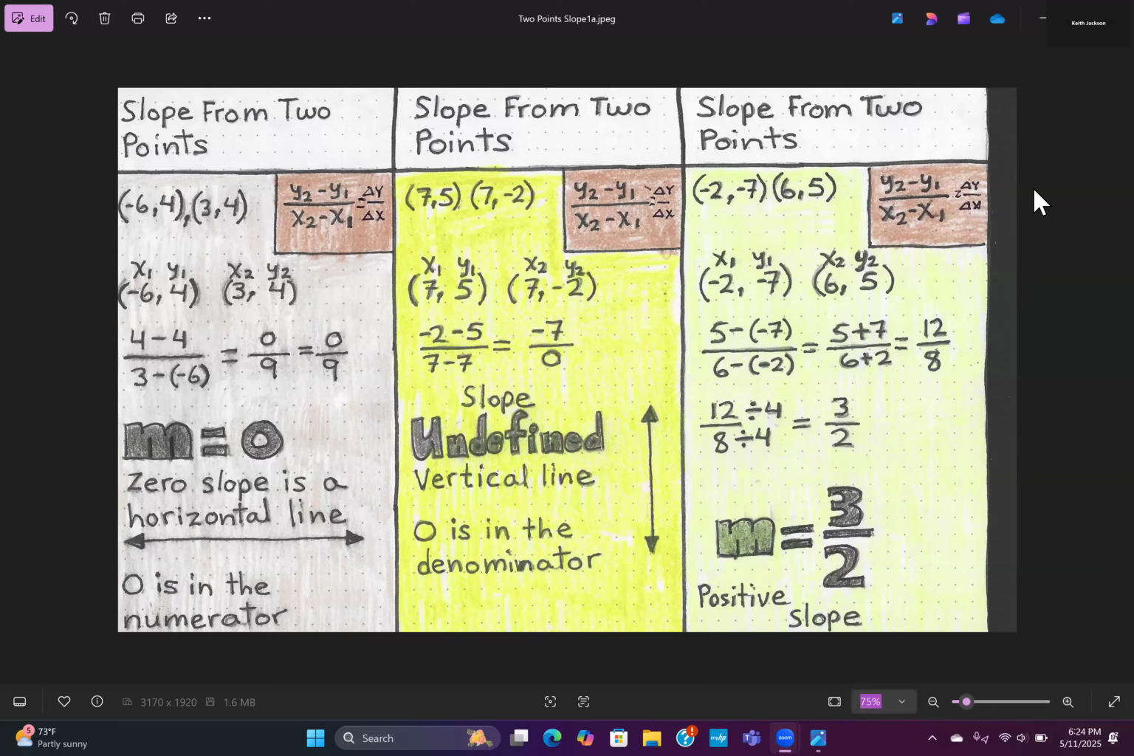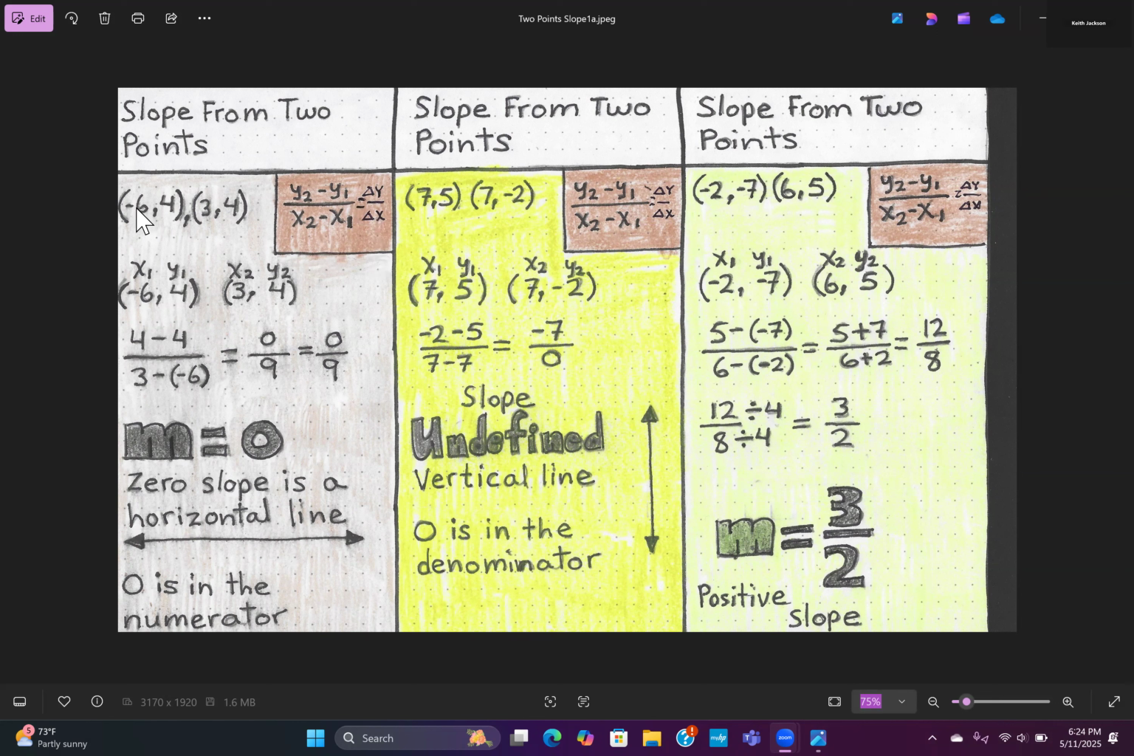Right now, you're looking at our second video as it relates to finding the slope of a line from just 2 points. We're going to use the formula y sub 2 minus y sub 1 over x sub 2 minus x sub 1. That really means the change in y over the change in x, keeping in mind that y is vertical and x is horizontal. And here are our 2 points right here.